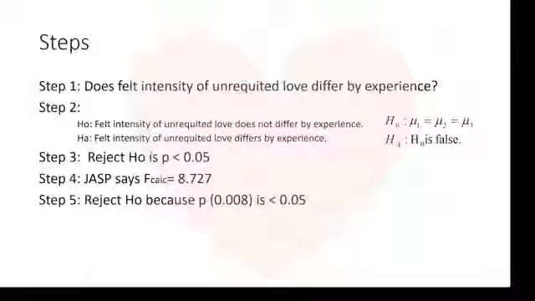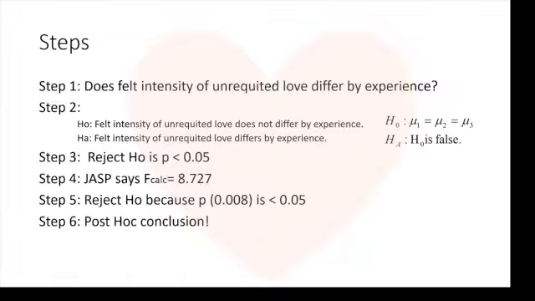So you see how we are going to reject the null, and if I reject the null, I can no longer say that felt intensity of unrequited love does not differ by experience, but instead felt intensity of unrequited love differs by experience. Now for step 6, you might want to say, oh, okay, so felt intensity of unrequited love differs by experience. But you can't just leave people hanging like that. You need to tell them exactly where the differences were.